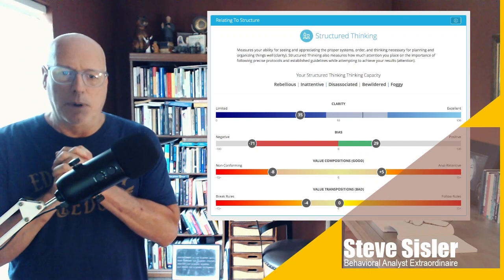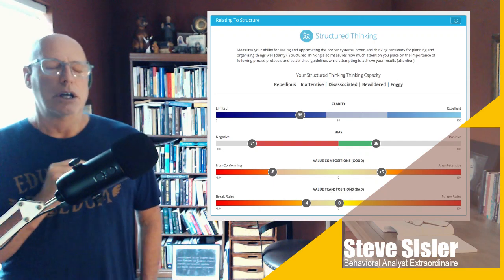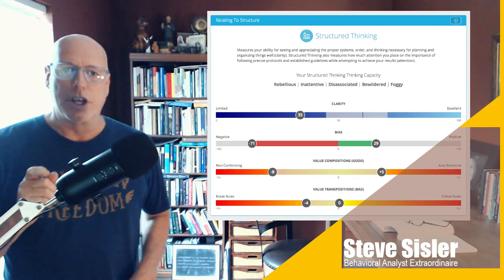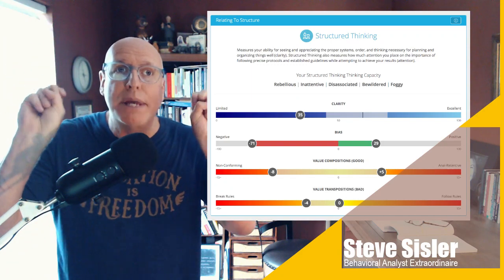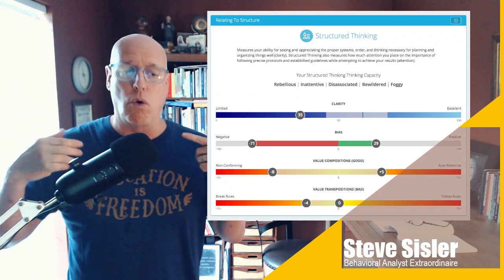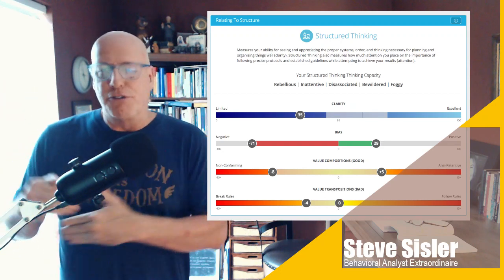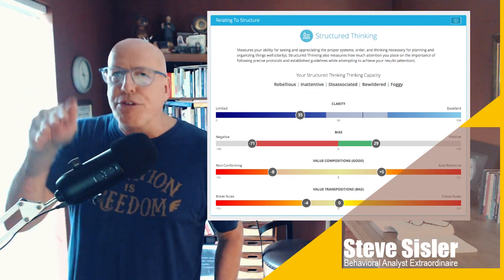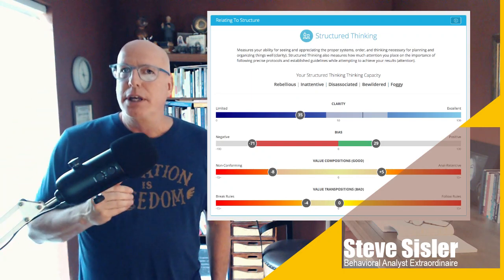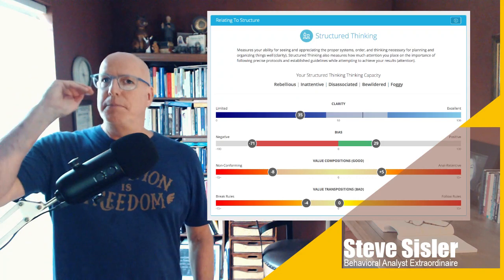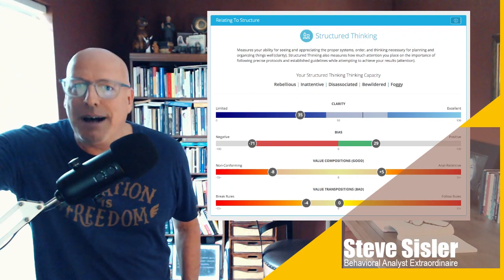Same person. Now, we're looking at their structured thinking. Structured thinking represents your idea of what ought to be in the world when it comes to order, systems, the thinking necessary for organizing and planning your way through the earth. So this deals with long-term planning. This deals with forecasting, budgeting your life so that you know what to do when the time comes.